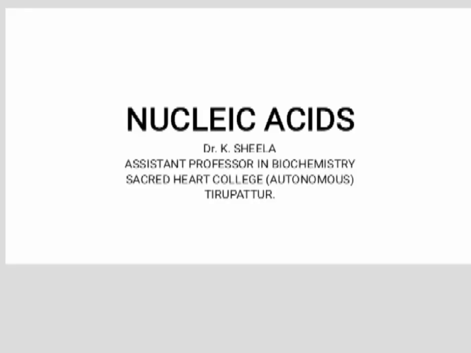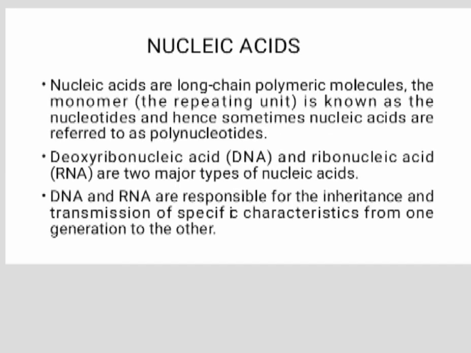Dear learners, today we will discuss nucleic acids. Nucleic acids are long chain polymeric molecules. The monomer, that is the repeating unit, is known as the nucleotide, and hence nucleic acids are sometimes referred to as polynucleotides. Deoxyribonucleic acid and ribonucleic acid are the two major types of nucleic acids. DNA and RNA are responsible for the inheritance and transmission of specific characteristics from one generation to another.